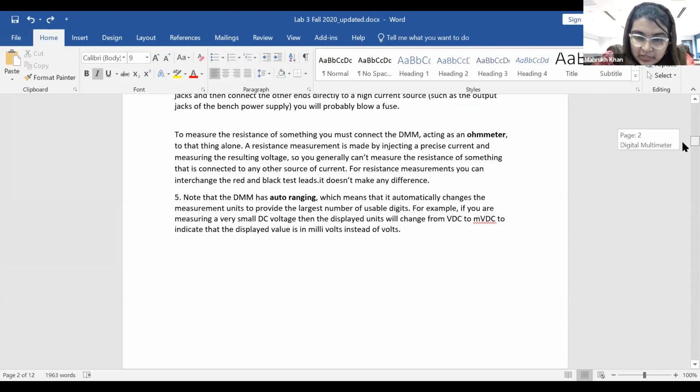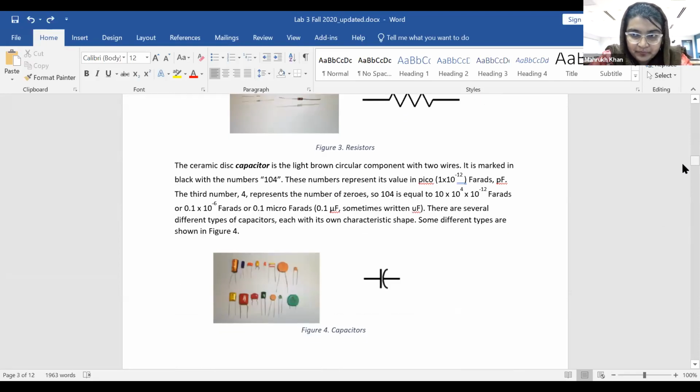So the DMM has auto ranging. Right now it's in the current area. If my current is less than 20 milliamps, I will be adjusting it to 20 milliamps. Right now it is at 20 milliamps, and it will automatically adjust itself to give me the right reading, okay? So you just select the maximum point that you think it lies within, and it will automatically select its range.